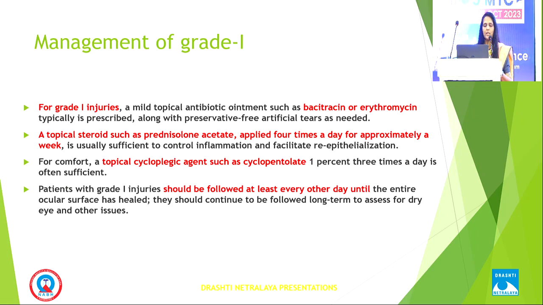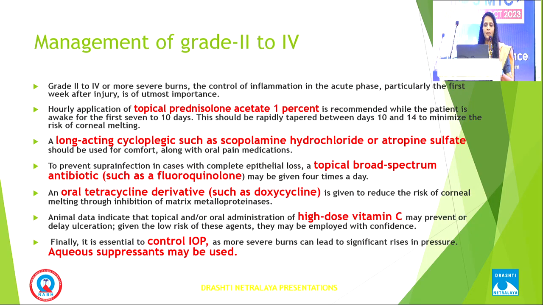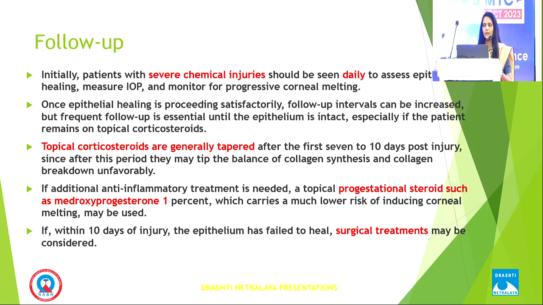The management of a grade 1 chemical injury is usually simple: erythromycin or bacitracin eye ointment, or sometimes we may have to support with topical steroid along with topical cycloplegic, but it should be followed up every other day. Whenever there is grade 2 to 4, we can support with topical steroid, long acting cycloplegic, sometimes scopolamine. It's very difficult to give scopolamine, so we give a simple cycloplegic. Topical broad spectrum antibiotic, oral tetracycline works very well here, and we have to take care of IOP control and high dose vitamin C fortified in any soothing drops, which works very well.